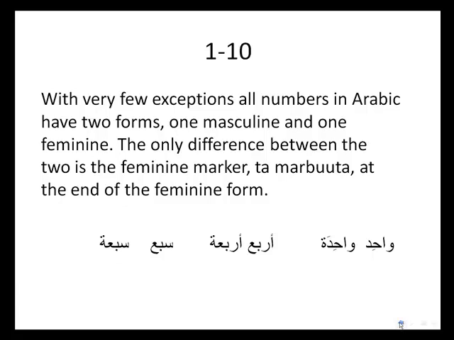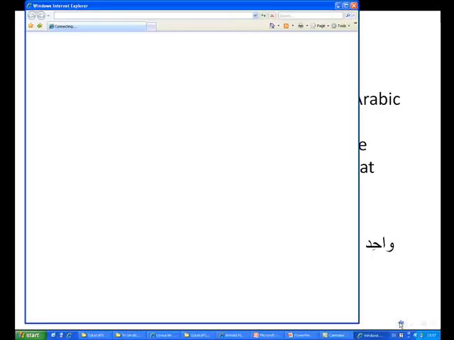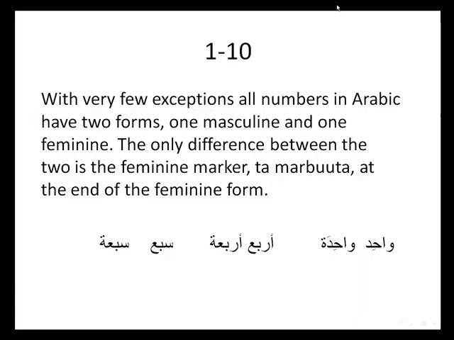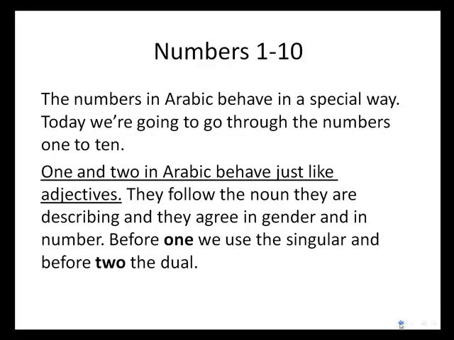With very few exceptions, all numbers in Arabic have two forms, one masculine and one feminine form. Usually the only difference between the two is the feminine marker, the ta marbuta, at the end of the feminine form. So we got wahid for one and wahida. Arba, arba'a. Saba, saba'a. Saba for seven. Numbers in Arabic behave in a very special way, and today we're going to go through numbers 1 to 10 and see what happens to them.